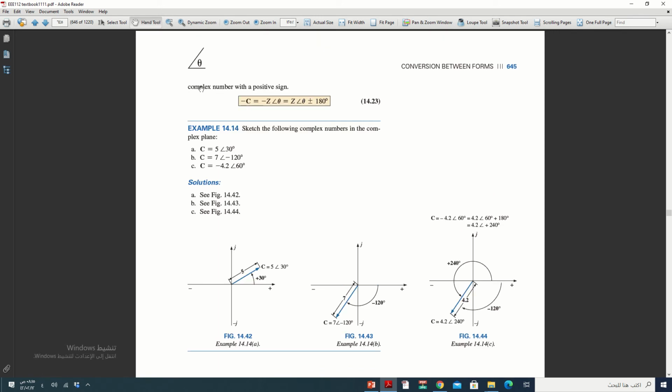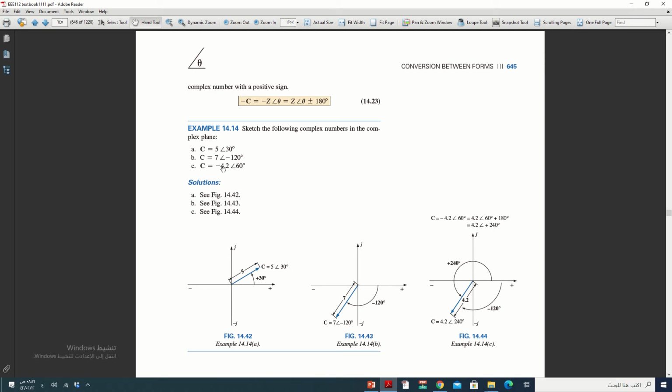If you find some polar form with minus z, for example minus 10 and the angle 25, you can rewrite it with z positive and angle plus or minus 180. Okay, let us take example 13.14, 5 angle 30, similar to what we studied in the lab. Here the magnitude is 5 and the angle from 0 to the vector is 30.